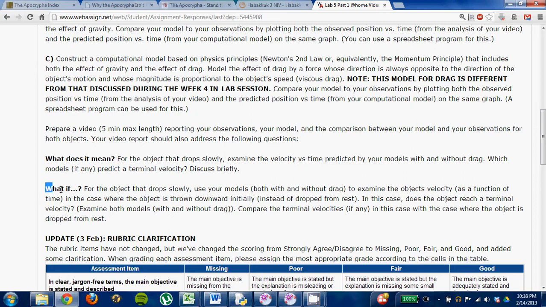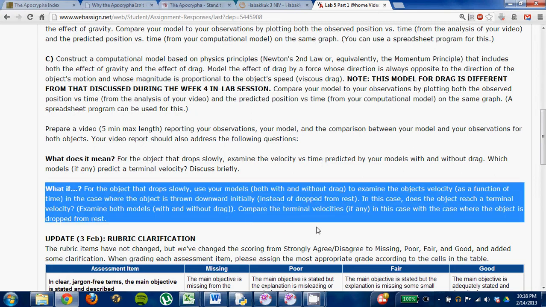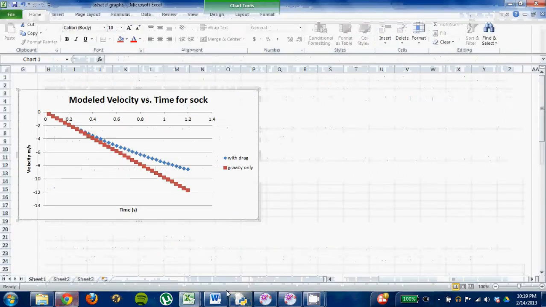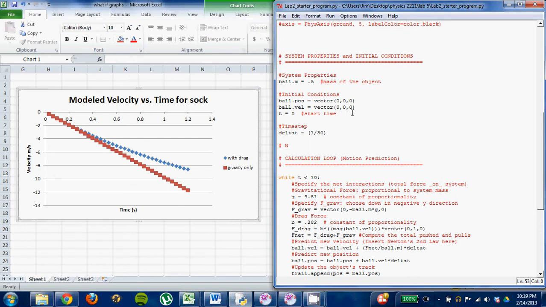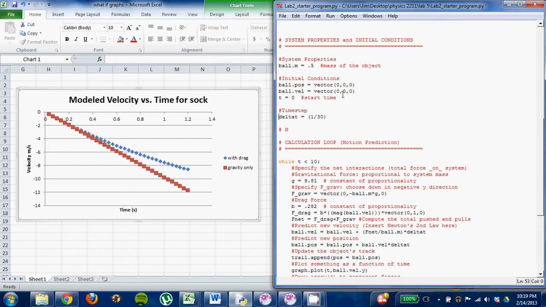And for the what-if question, it's asking if you were to throw an object down, would it reach a terminal velocity, and to compare that terminal velocity with a case where it's just dropped from rest. To do that, I have the VPython program here, which is the same as you saw in the Word document. What I'm going to do is, instead of initial velocity of 0, I'm going to give, say, a negative 100, as if you're throwing it down pretty hard.